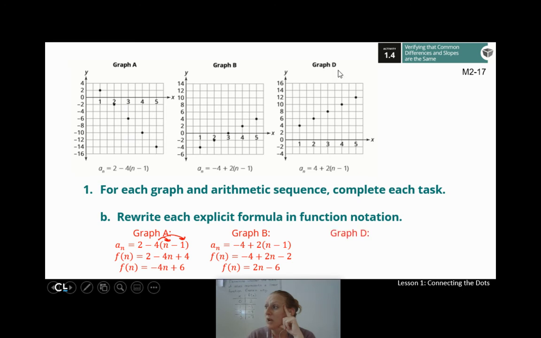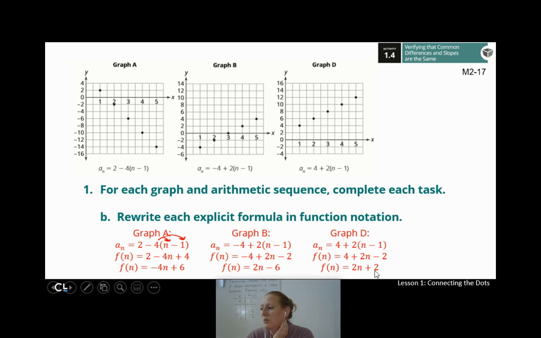Last but not least, graph D came with this lovely formula. So I'm going to change my A to an F. I'm again going to distribute my 2. So 2 times N is 2N. 2 times the -1 is -2. Again, I'm going to move my N up front, and I'm going to combine my like terms.